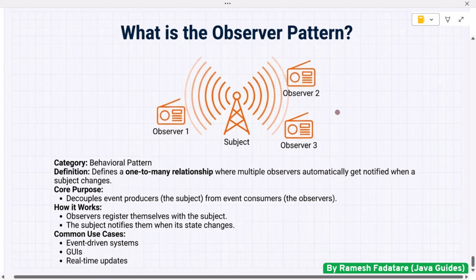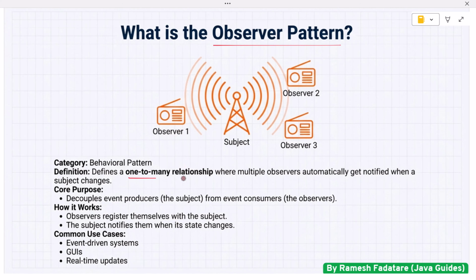Next question, what is the observer pattern? The observer pattern defines a one-to-many relationship where multiple observers automatically get notified when a subject changes. It decouples event producers from event consumers. It is heavily used in event-driven systems, GUI, and real-time updates. Interviewers expect you to explain that observers register themselves and the subject notifies them when state changes.